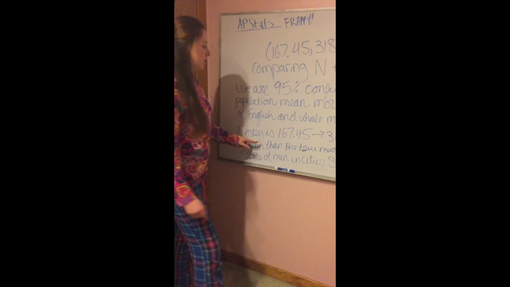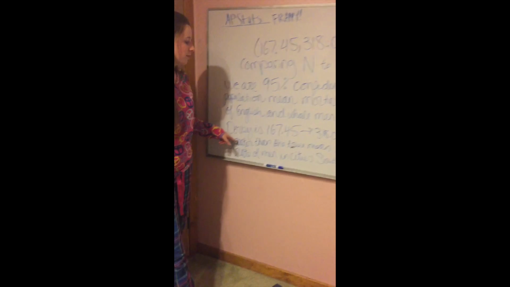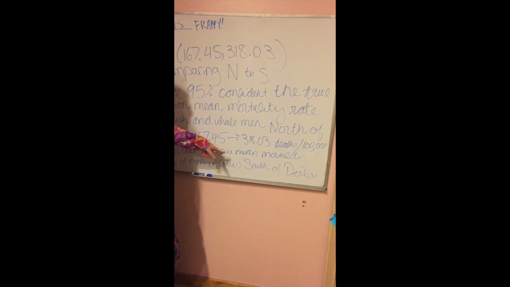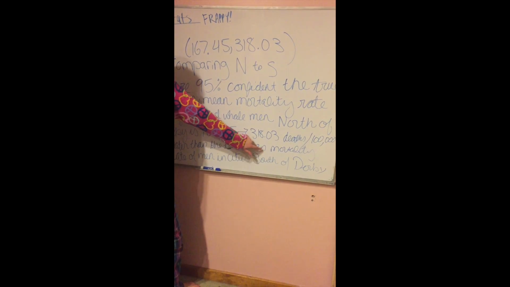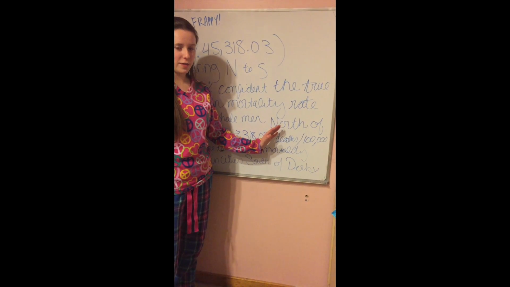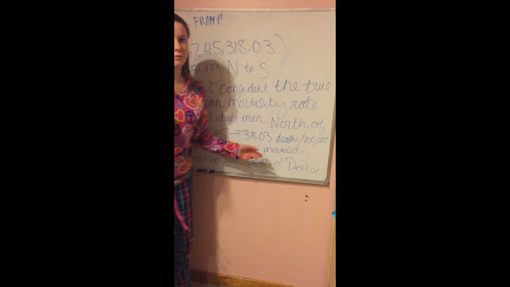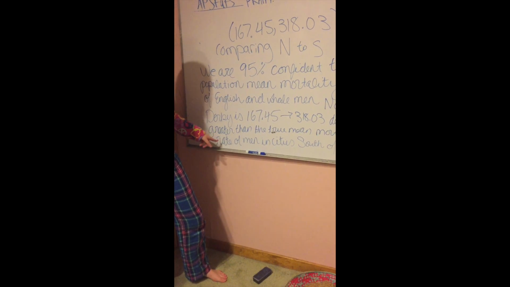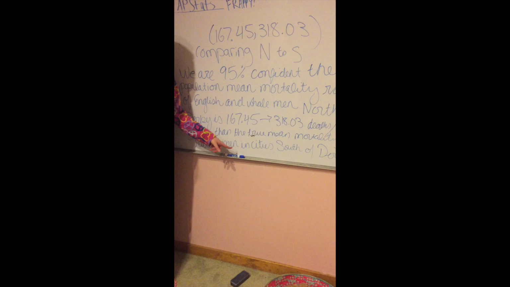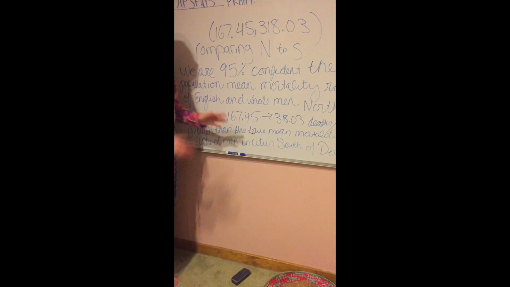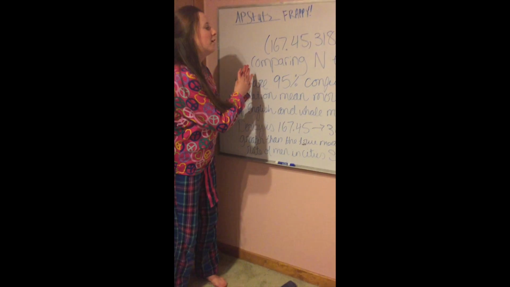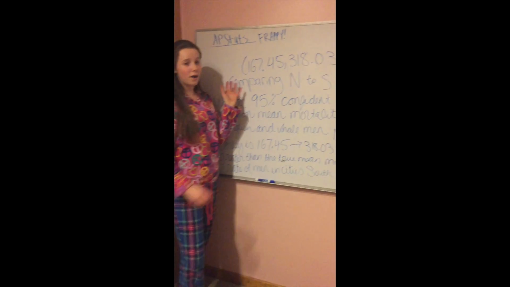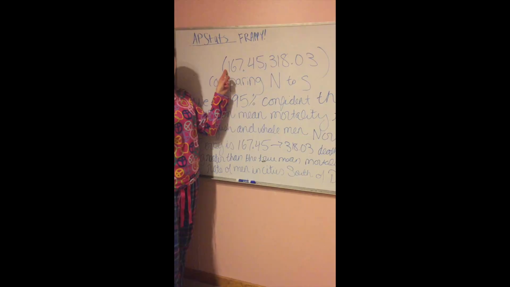North of Derby, these men north of Derby, is 167.45 to 318.03 deaths per 100,000. Make sure you include the units of what your numbers mean. Greater than the true mean mortality rate of men in cities south of Derby. We are comparing the north to the south. And because the numbers in our interval are positive, we know that the north is greater than the south.